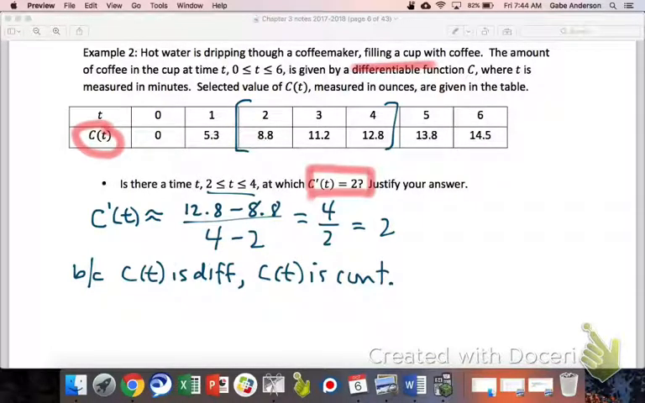Okay, so C is differentiable means C is continuous. Therefore, the MVT applies.